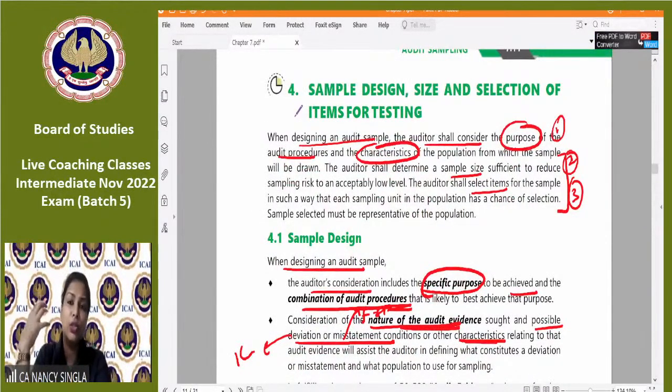We covered the first step, that is sample design, in our last lecture, whereby I told you that when the auditor has to design a sample, what is sample design? It is basically a plan to obtain a sample from the population.